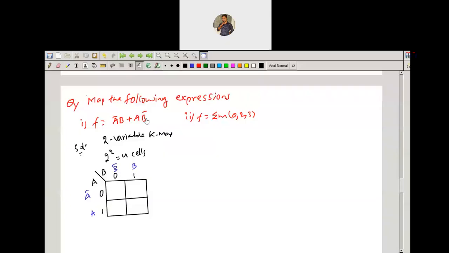Now you can observe you have to map this grouping. And what about here? Is the given function SOP or POS? Anybody, could you please answer? Obviously it is SOP only, right? So the function is to be logic 1. So here you have to keep the cells which have A bar B and A B bar, that is 0, 1 and 1, 0, as 1. Function to be logic 1, right?